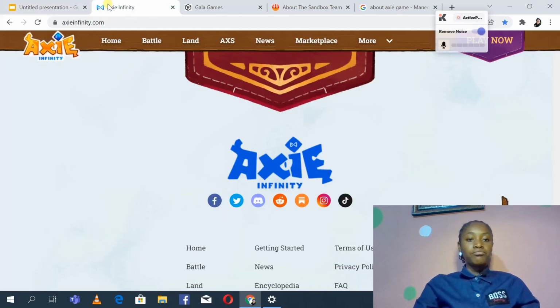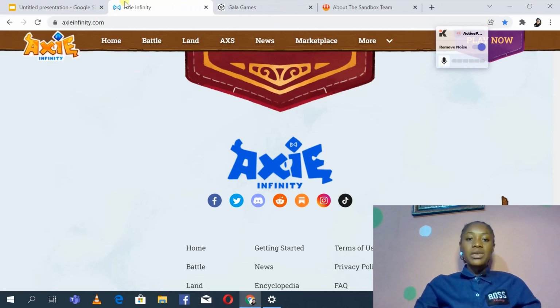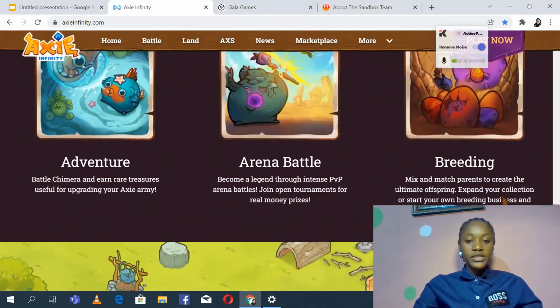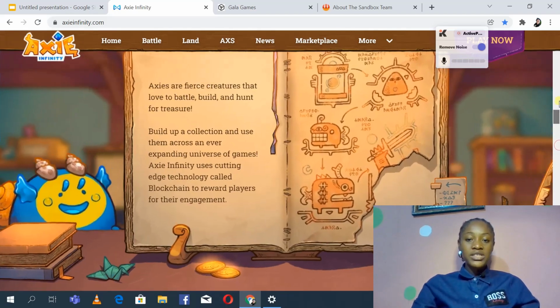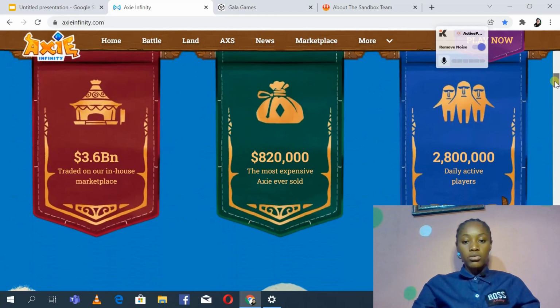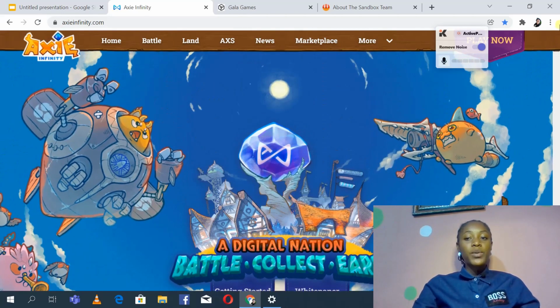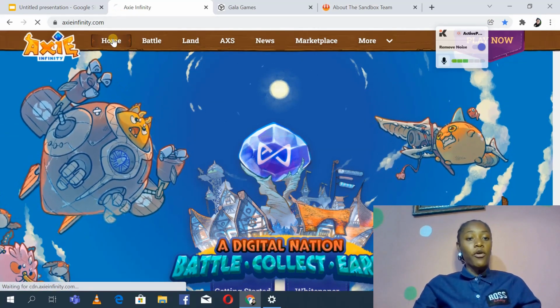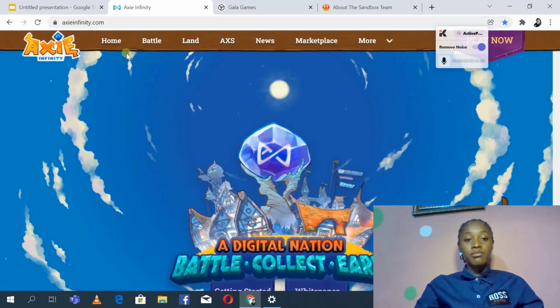Now we have Axie Infinity. The game is a gaming platform that was developed for the sole purpose of making people do what they love, which is playing games. If you scroll down here, you can see the interface of their gaming project, and there's a similarity between all these gaming platforms. You can see the most expensive Axie ever sold. Daily players, 3.6 billion market cap in Axie Infinity. So you can see that people are really on this platform. It is not just a joke, right? It is not just something that maybe two or three people are doing.